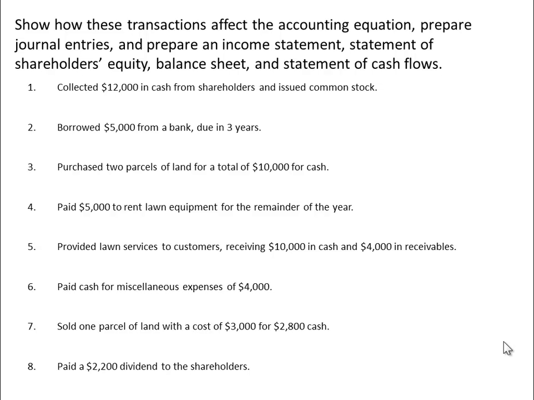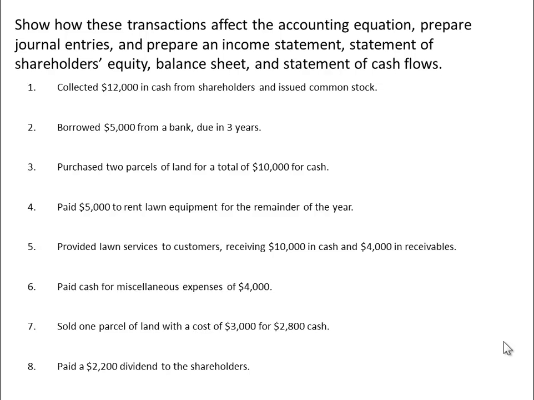Hello, here's an example of the accounting cycle as far as making journal entries or converting transactions into journal entries of a debit and a credit, then posting those journal entries to T accounts or the ledger, and then from those T accounts preparing the statement of income, the statement of shareholders' equity, the balance sheet, and the statement of cash flows.